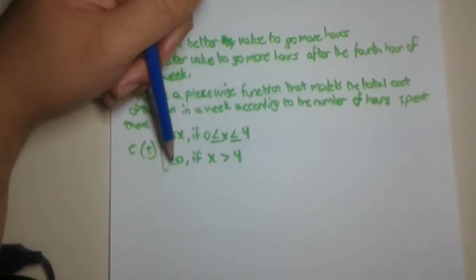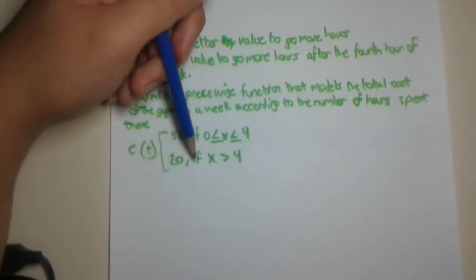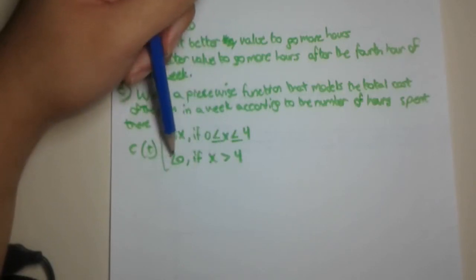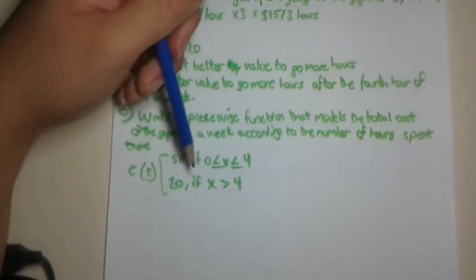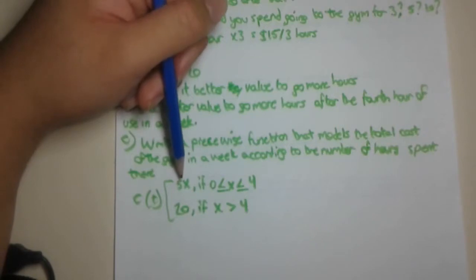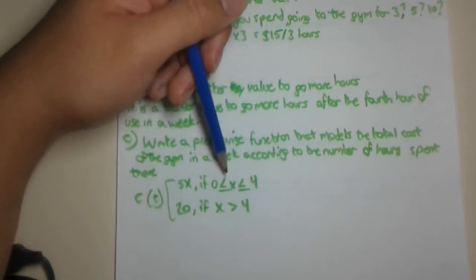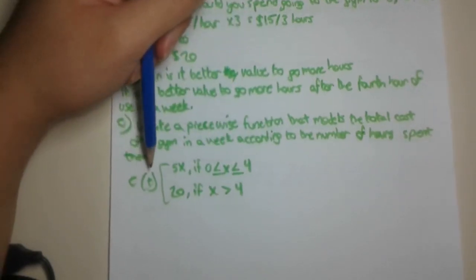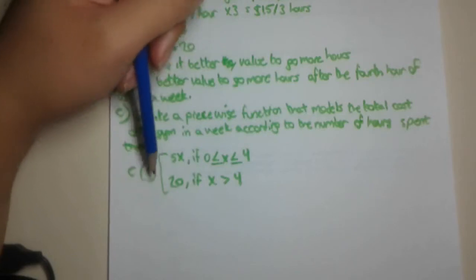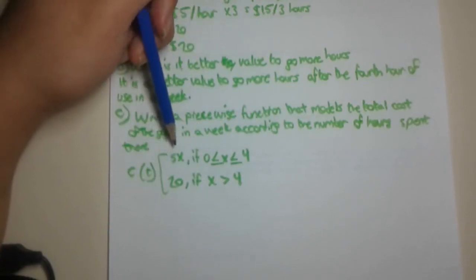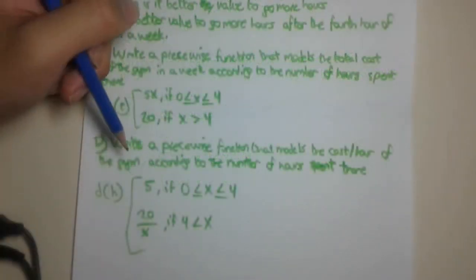And 20, because every hour after 4 will be only charged $20, while for this one you are charged $5 per hour before the end of the 4th hour. So this piecewise function models the total cost of the gym in a week according to the number of hours spent there. Alright, last question.